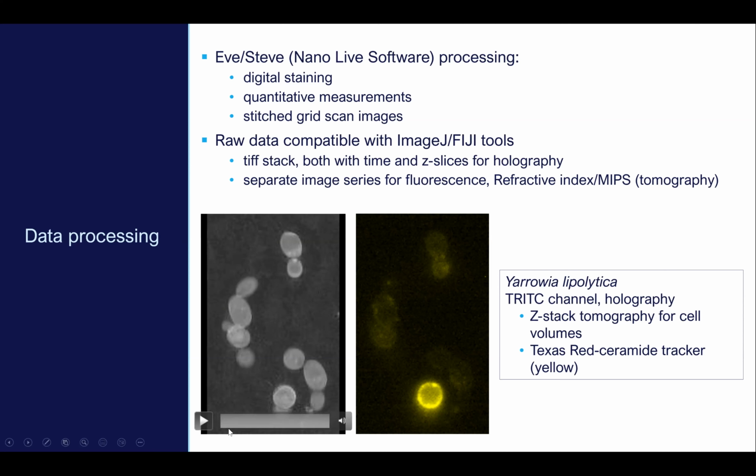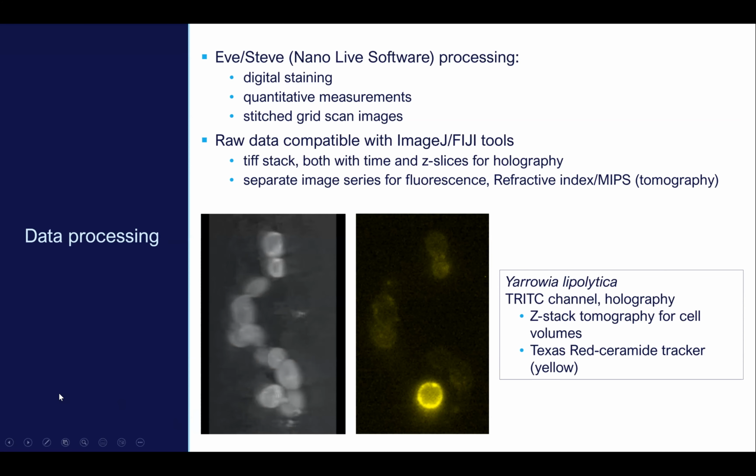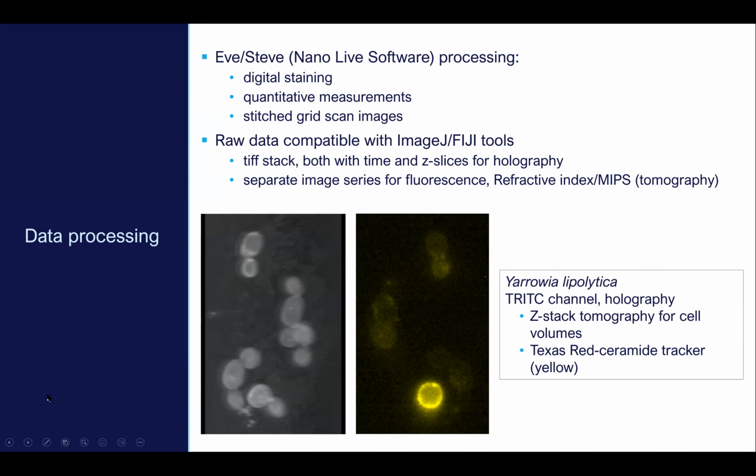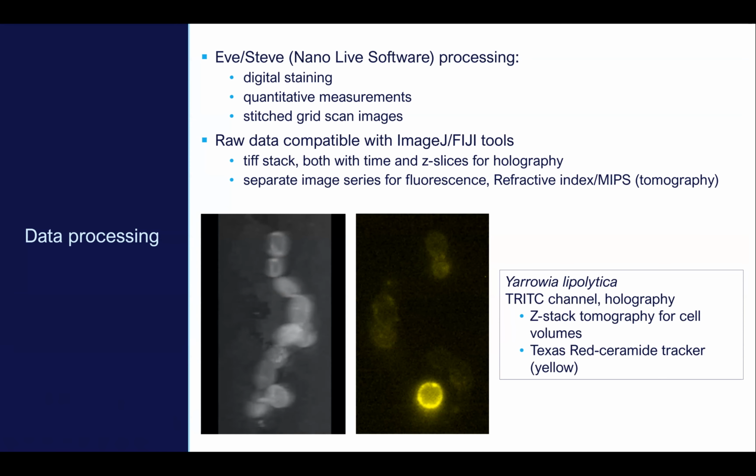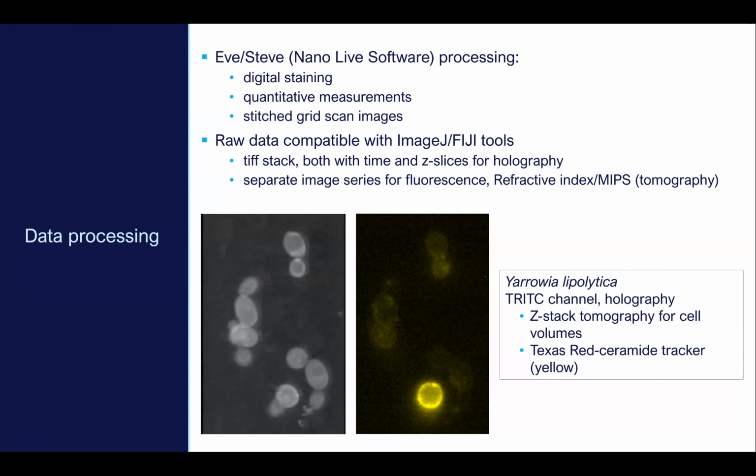What you see here is an example of two different data types. One is the Z stack of the holography data, and the other is a TRITC channel, which was for a tracker for ceramide, an interesting lipid that was related to some biological questions that I had. This is false colored yellow. So you have these overlayable different data types that are great for answering questions.